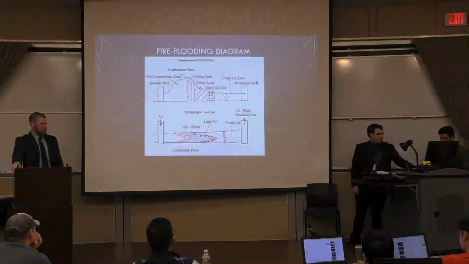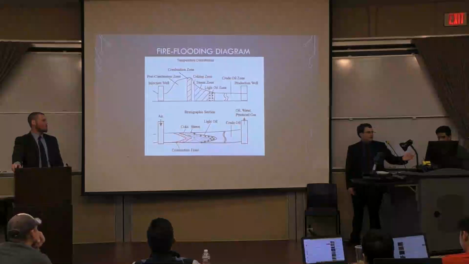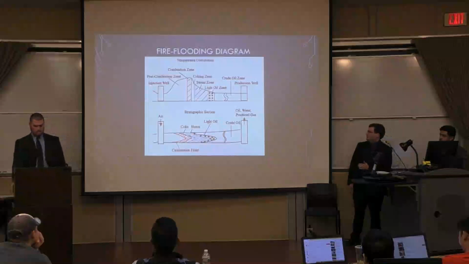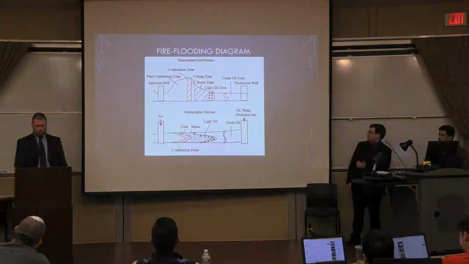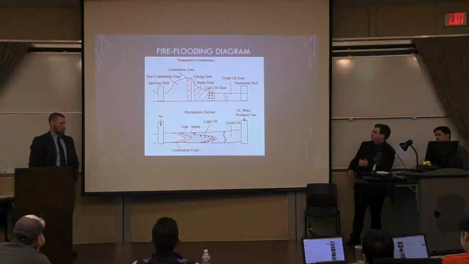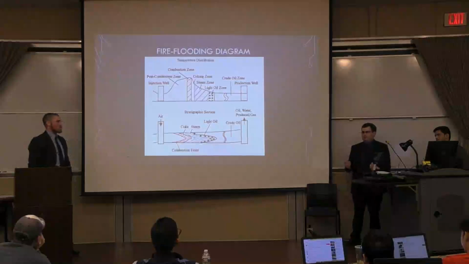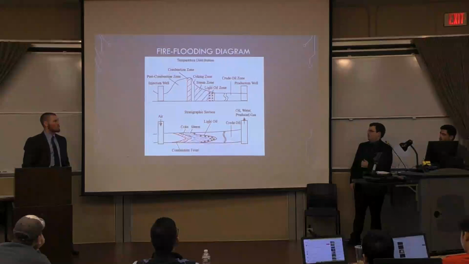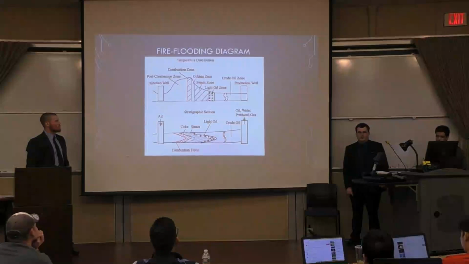And here's basically a diagram that shows the temperature distribution throughout the reservoir, and also how it moves through a stratigraphic section. As you can see, where the heat is the highest is in the combustion zone, and it slowly tapers off the further away you get from the combustion zone, and the closer you get to the producing well.